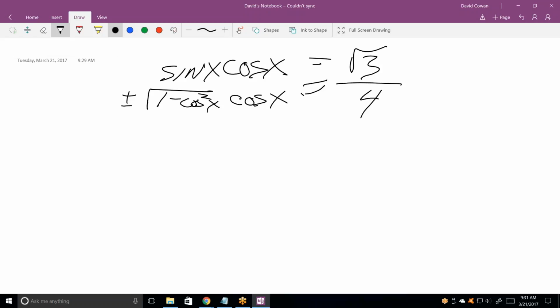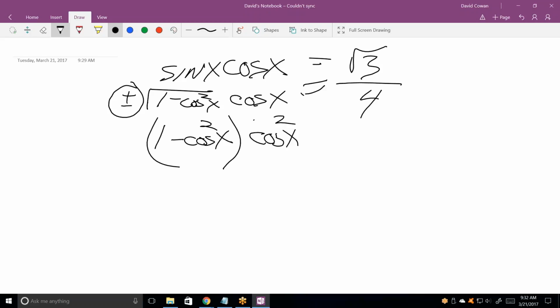We're still not quite done, but I guess I can square both sides. Let's see what happens if I square both sides. First of all, if I square both sides, that's going to eliminate that plus or minus. This term becomes 1 minus cosine squared of x, all times cosine squared x. And this becomes 3/16.